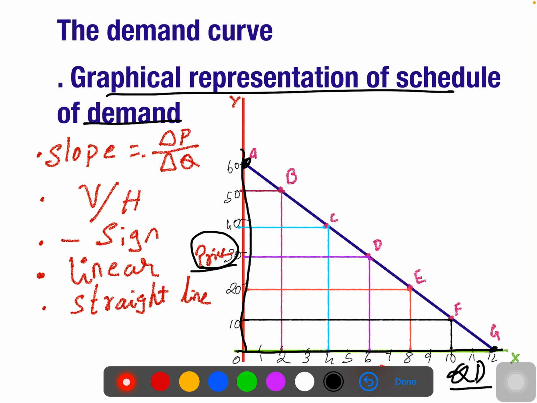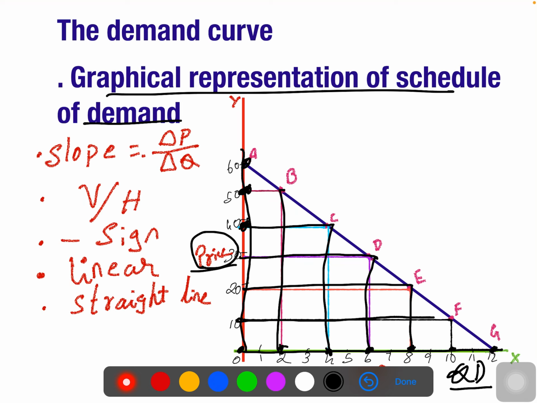When price is 60, we are not buying anything. When price decreased to 50, we started demanding 10. When price decreased to 40, we started purchasing. When the price is 60, we demanded 0 actually in the same line. When price is 50, we demanded 2. When price is 40, we purchased 4. When price is 30, we demanded 6 units. When price is 20, we demanded 8. When the price is 10, we demanded 10.